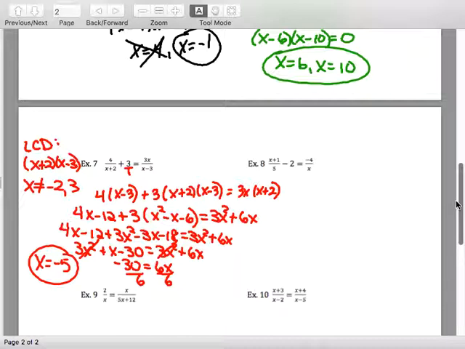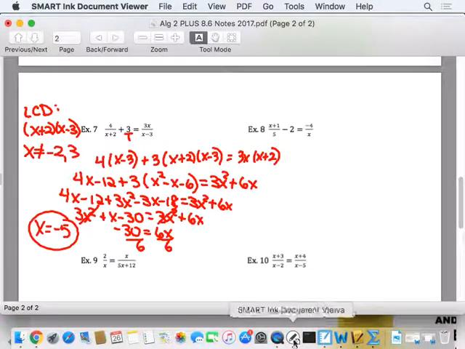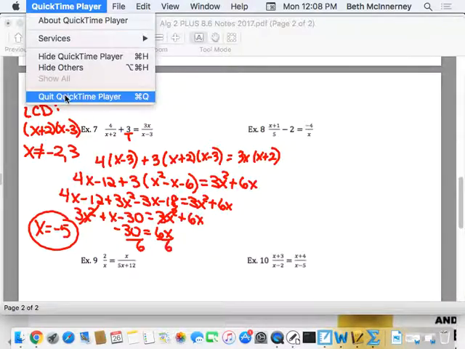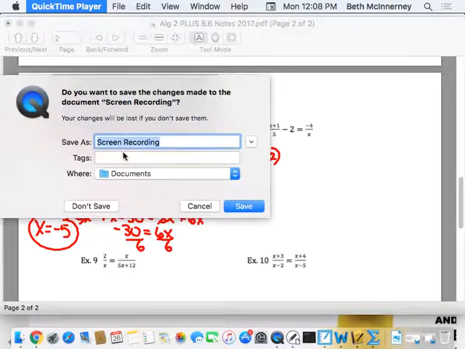I check that against my restrictions, and x equals negative 5 is absolutely fine.